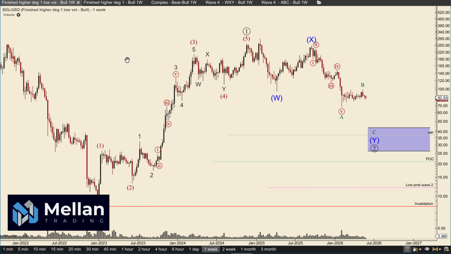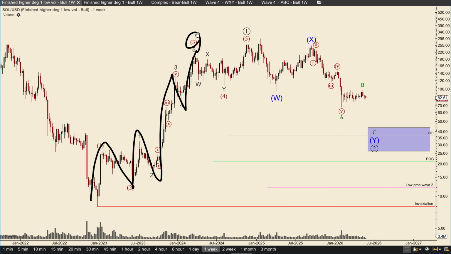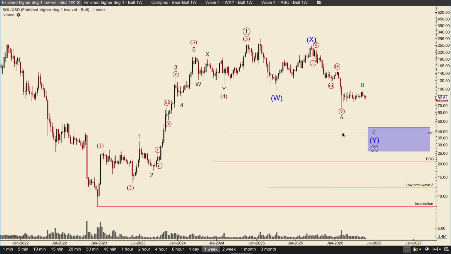Hello, I'm keeping a close eye on Solana, and these are my bullish and bearish scenarios for the weekly long term for Solana. So the first bullish scenario is counted this as a 1, 2, 1, 2, 3, 4, 5, 3, WXY, 4, 5. We're finishing wave 1, WX, and then looking for an ABC to finish wave Y for wave 2. And afterwards we are moving up.